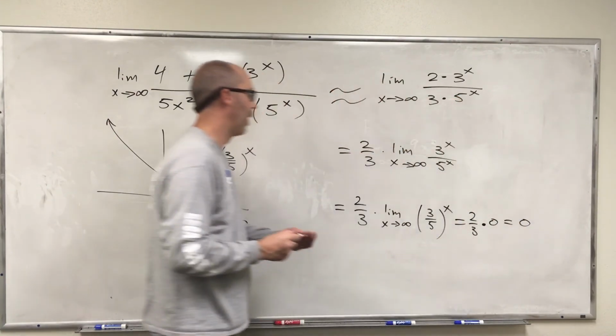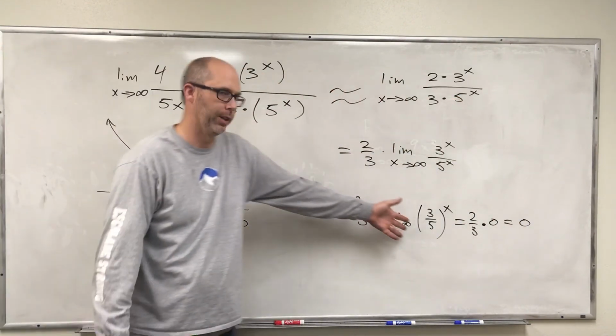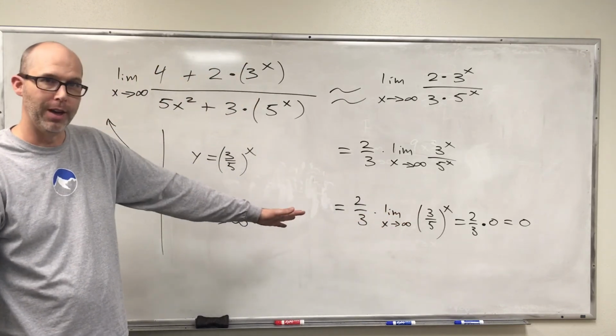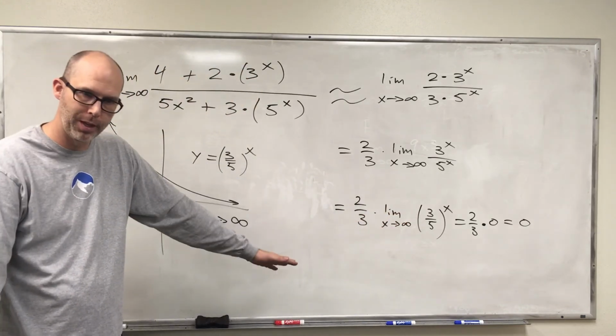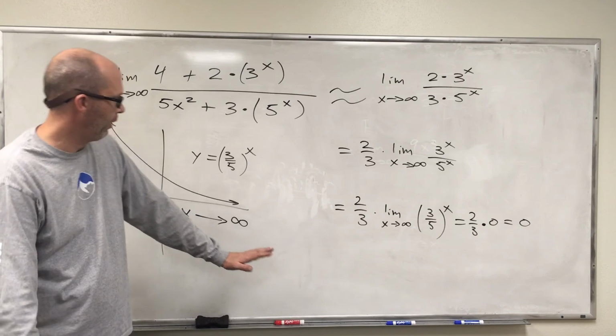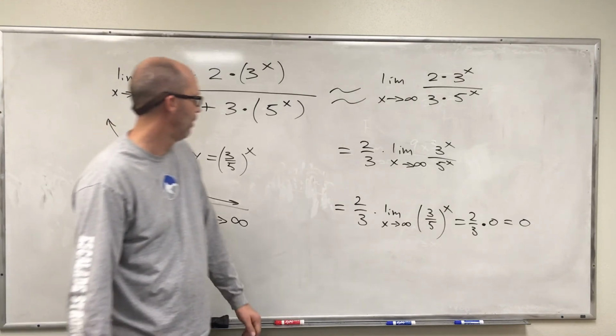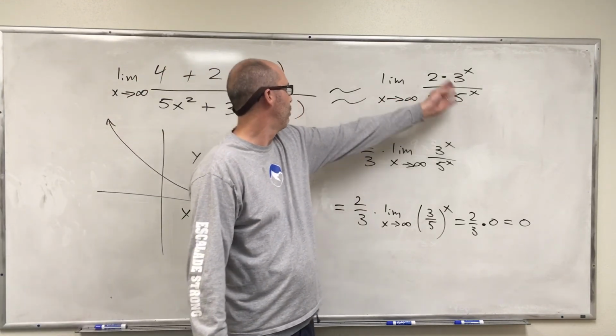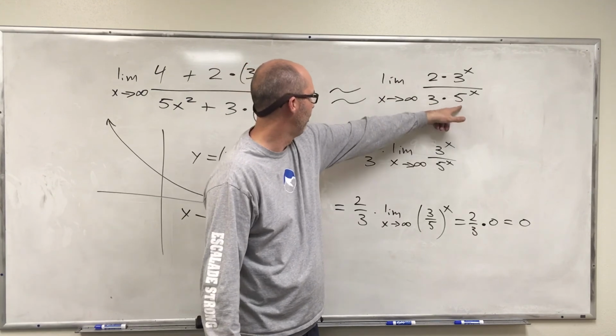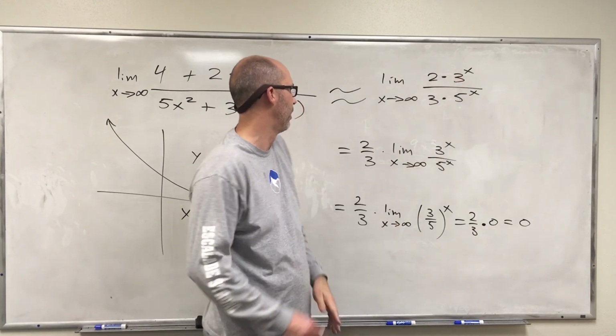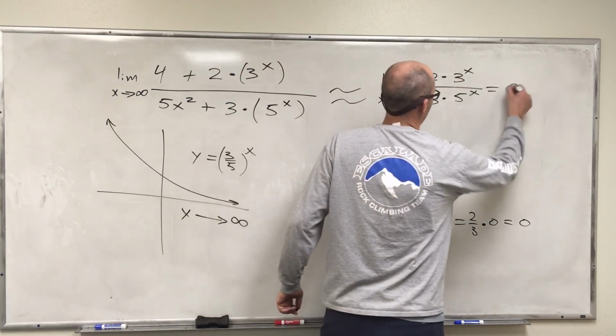So again, another way to think about this, but it's perfectly fine. I'm probably doing overkill here with the explanation. It's perfectly fine to just say, okay, look, 5 to the x grows much faster than 3 to the x. That's equal to 0.